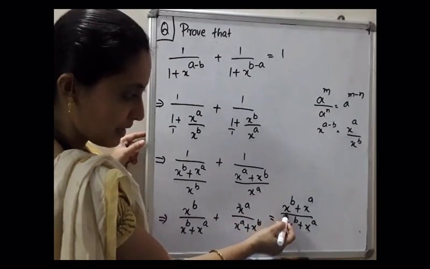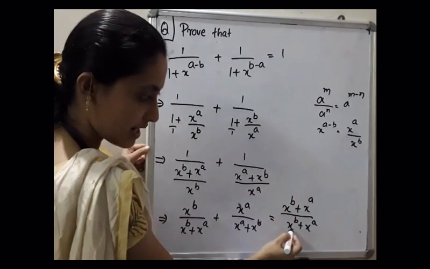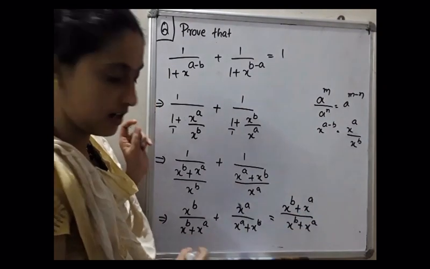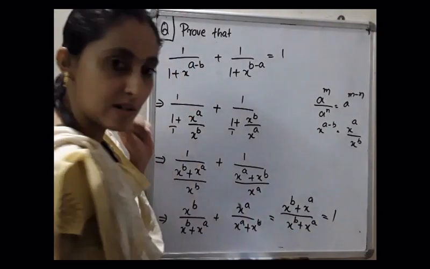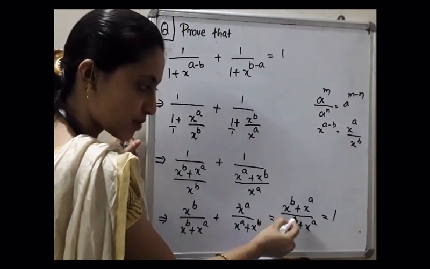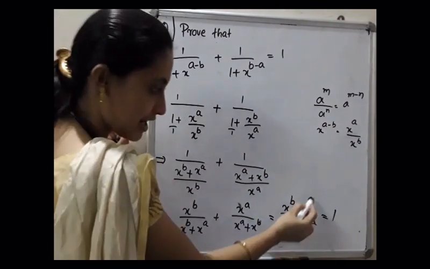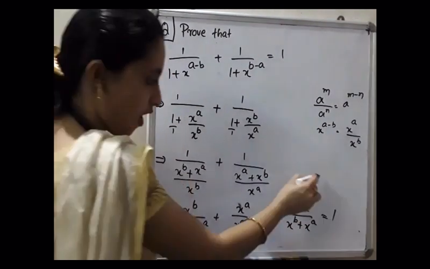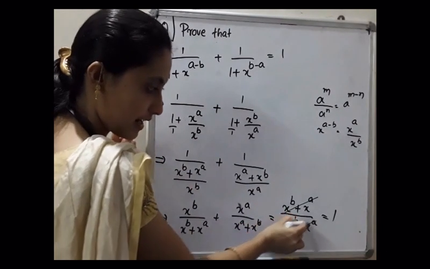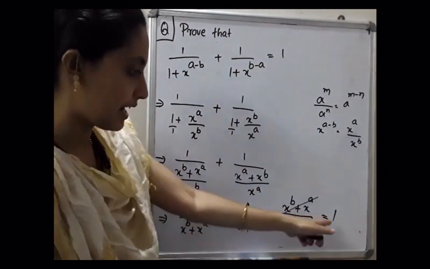So please listen here. x raised to b plus x raised to a by x raised to b plus x raised to a, we can cancel. Okay, so that is equal to 1. So listen here please, we can't cancel x raised to b with x raised to b, and x raised to a with x raised to a. The whole we can cancel, that is, the full expression you can cancel. Okay, the answer is 1.